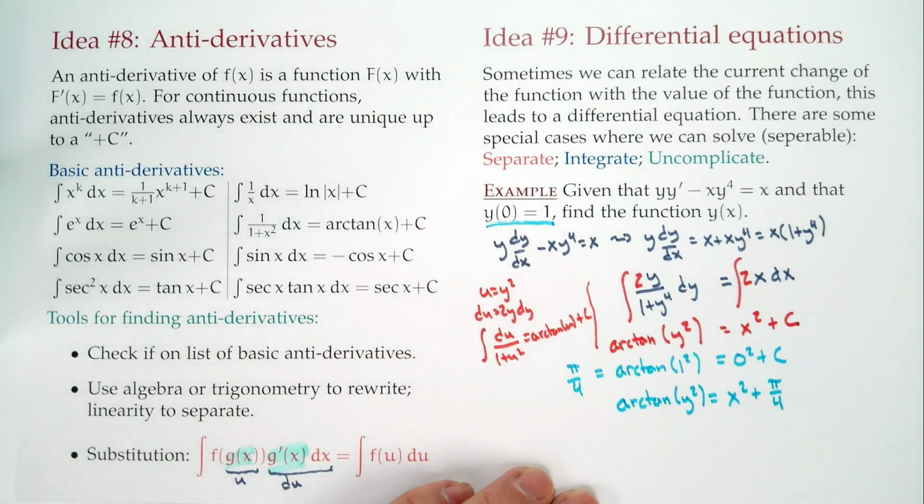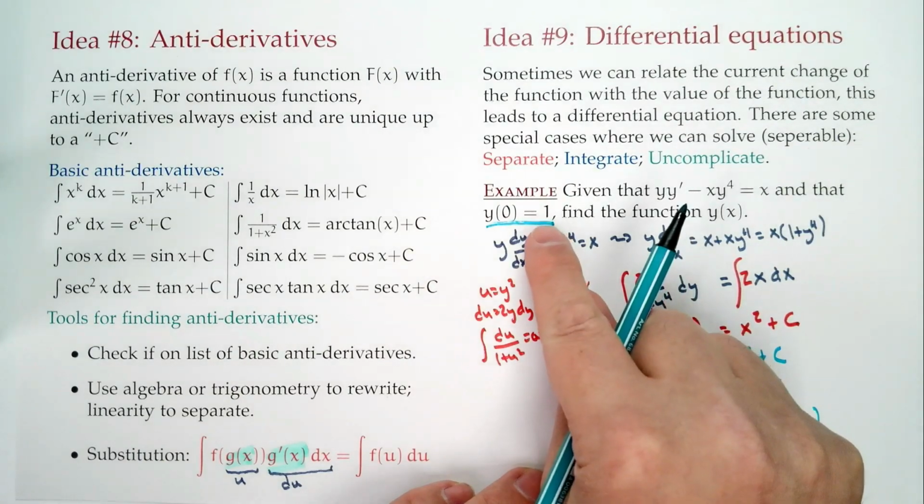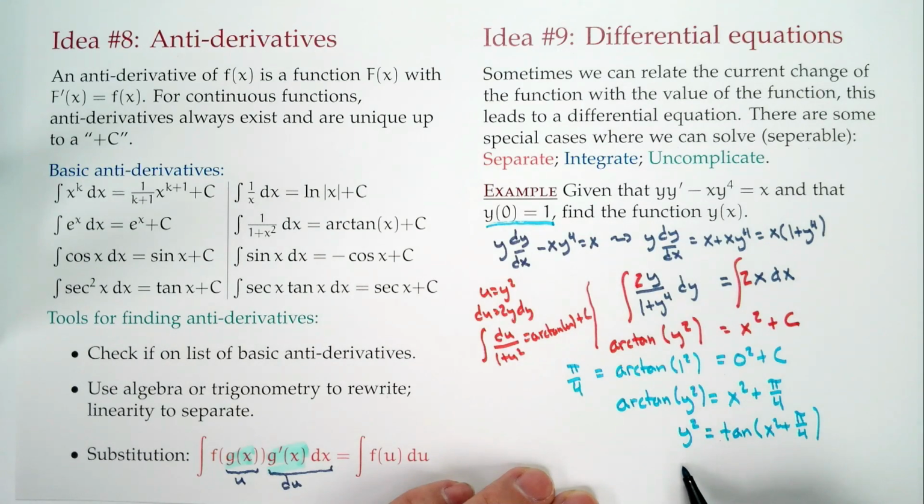Now I really want to find the function y. So that says I've got to get y by itself. So I've got to get rid of the arctangent. Well, that's not so bad, because I can do the inverse of arctangent, also called tangent, to both sides. So y squared is tangent of x squared plus pi over 4. I say, well, look, I really want to get just y. So I'll take the square root. Now, do I need the plus square root or do I need the minus square root? And why is it the plus? Well, I need the plus because I need it to be a positive value at 1. So y is the square root of tangent of x squared plus pi over 4.